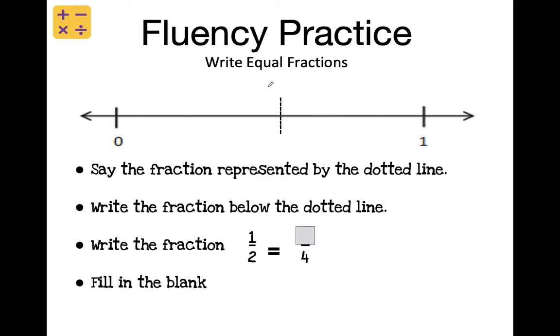So we have two equal parts in one whole. That means that this one line, so we have two equal parts, that means this is 1/2. I wrote the fraction below the dotted line, so this is 1/2. So this chunk is 1/2, this chunk is 1/2. So 1/2, 2/2. So now we're going to write the fraction 1/2 is equal to fourths.